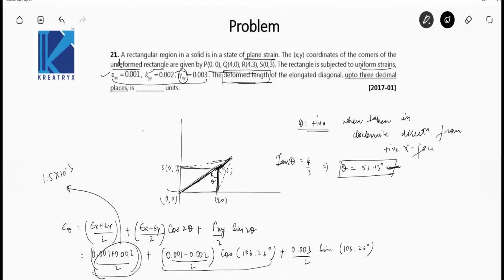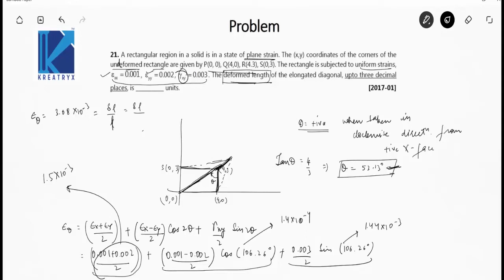This total value will be 1.4 into 10 to the minus 4, and this value will be 1.44 into 10 to the minus 3. Okay, so in all, the strain on this angle theta will be 3.08 into 10 to the minus 3, and we know that strain is equal to change in length upon original length. So let this be delta L upon original length.